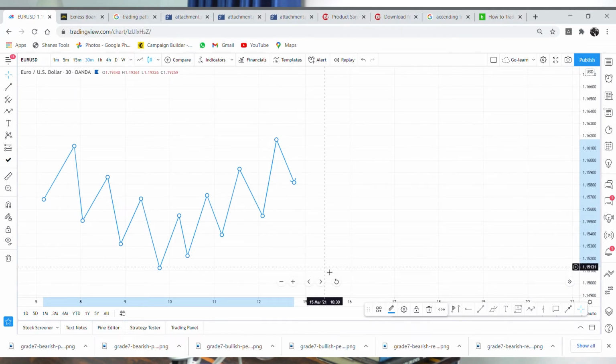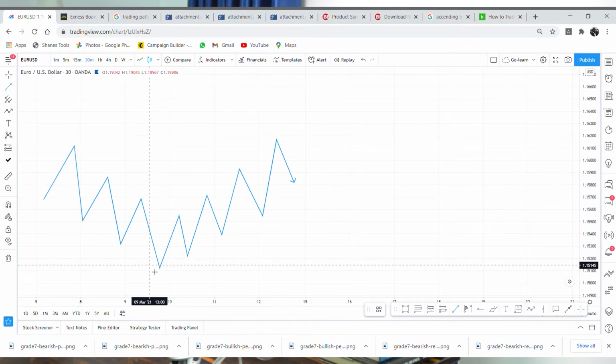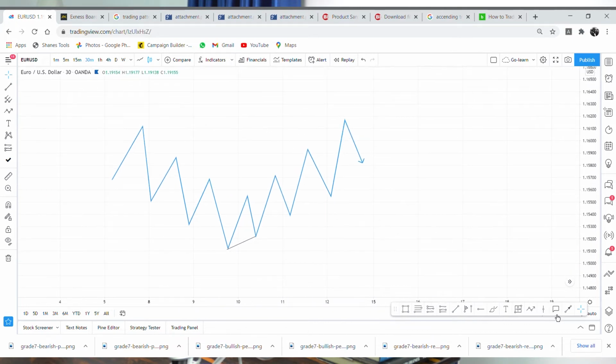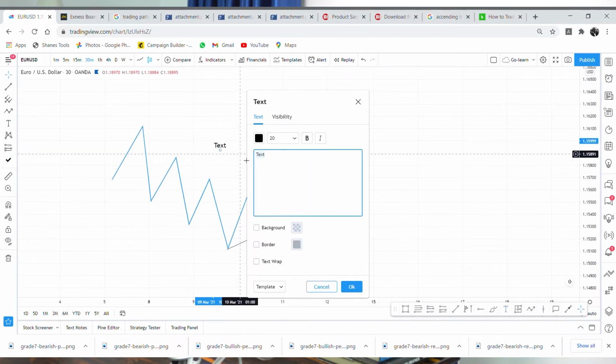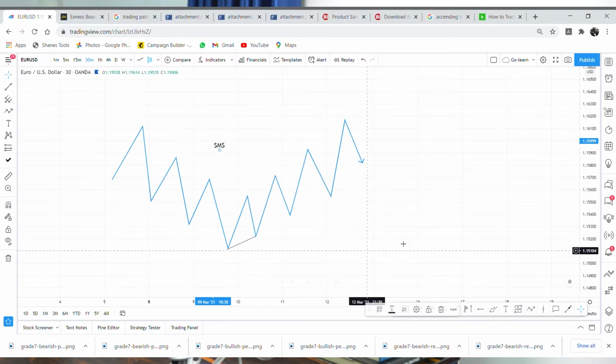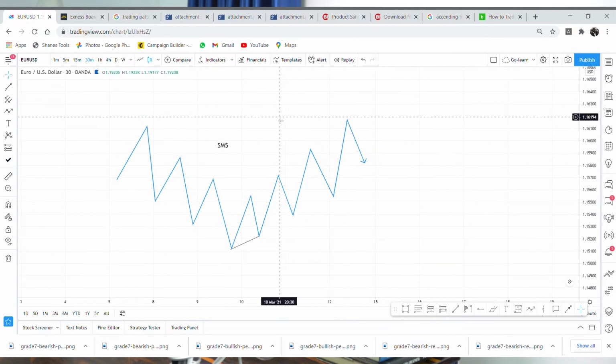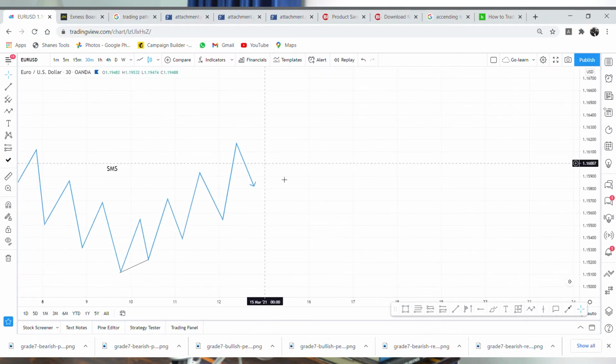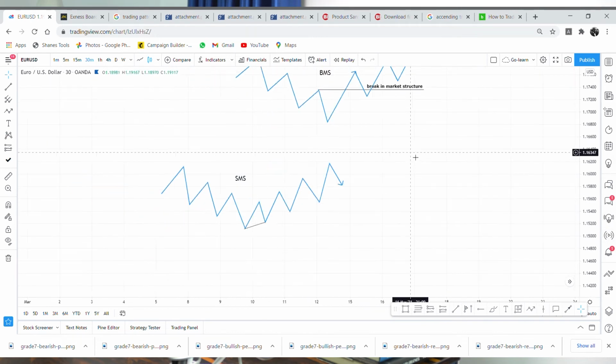Now, how do you annotate a shift in market structure? You're just going to pick your trend line tool and mark where it shifted. And that is the shift in market structure. This is the shift in market structure, and this is the break in market structure.